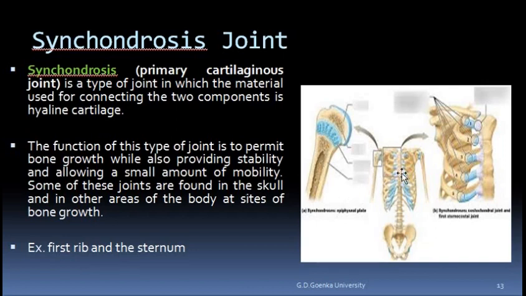Here you can see these blue things are the synchondrosis joint. An example can be the first rib with the sternum, the attachment of the first rib with the sternum.